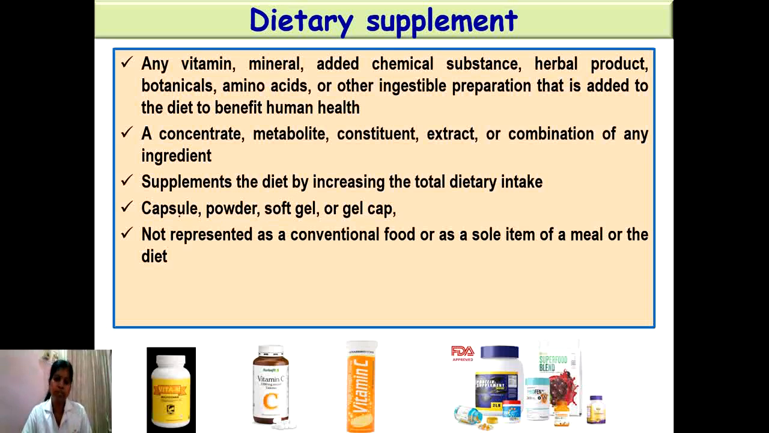It is not represented as a conventional food or as a sole item of a meal or the diet. It supplements our regular diet. We cannot take a dietary supplement as a whole meal. This dietary supplement can supplement our daily diet.